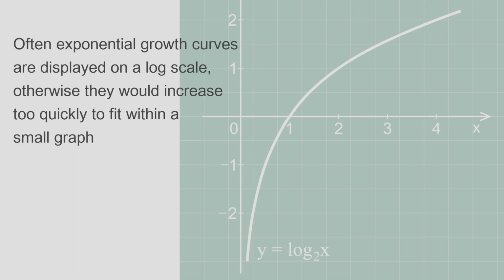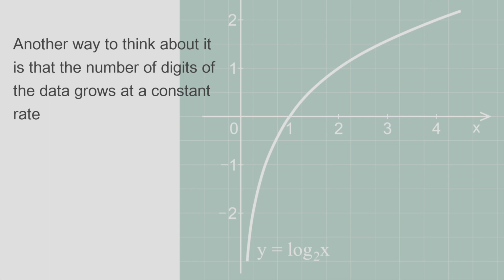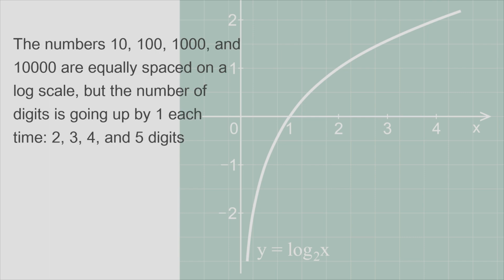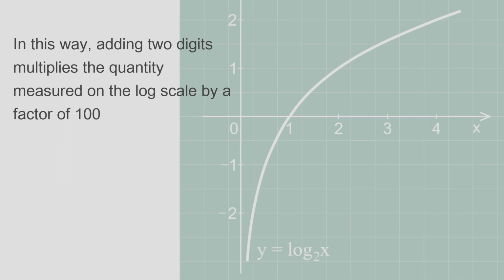Often exponential growth curves are displayed on a log scale, otherwise they would increase too quickly to fit within a small graph. Another way to think about it is that the number of digits of the data grows at a constant rate. The numbers 10, 100, 1000, and 10,000 are equally spaced on a log scale, but the number of digits is going up by 1 each time: 2, 3, 4, and 5 digits. In this way, adding 2 digits multiplies the quantity measured on the log scale by a factor of 100.